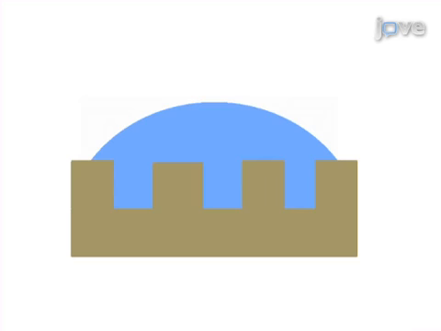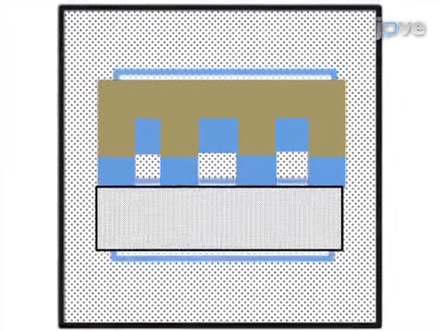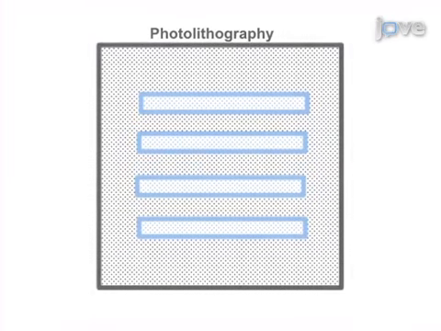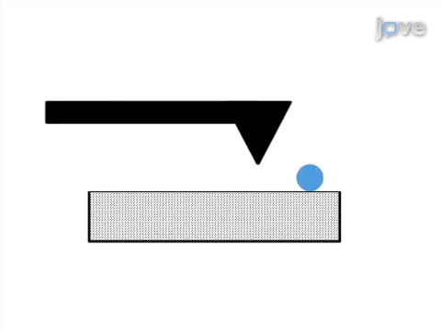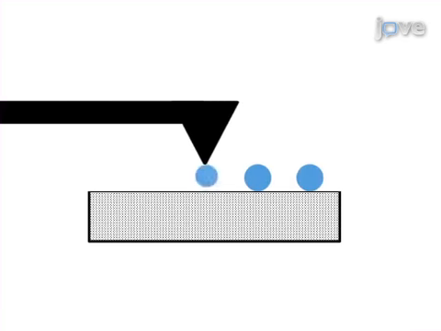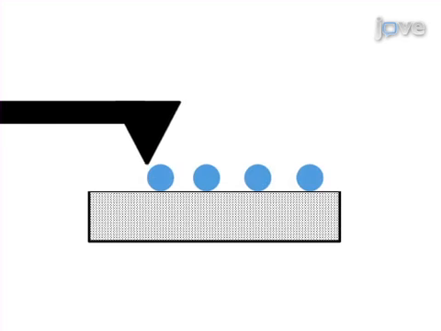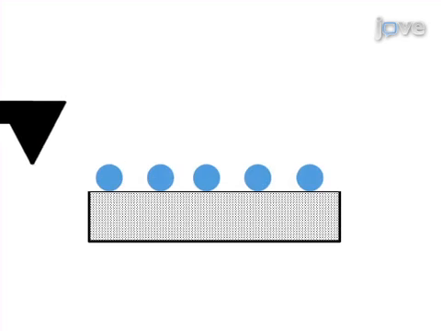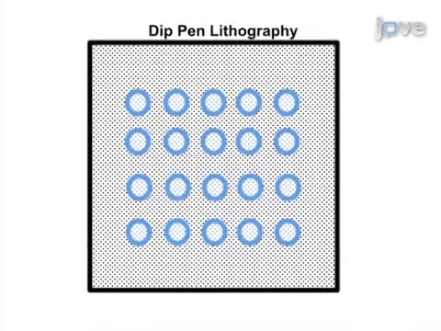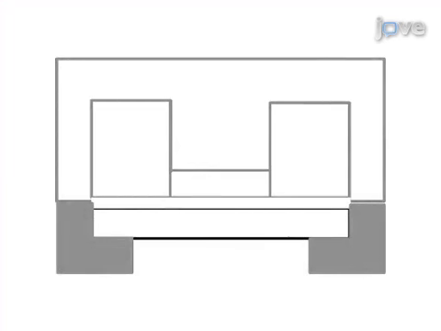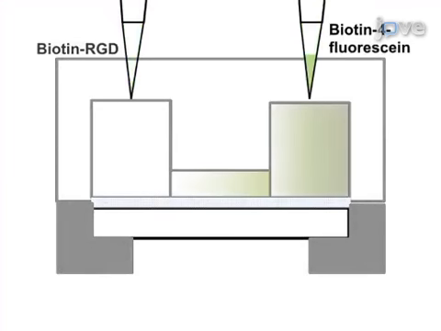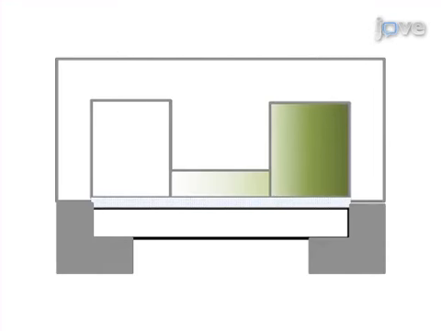Next, the passivated surface is patterned with streptavidin lines by microcontact printing. Streptavidin can also be printed as dots using dip pen lithography. Attached to the bottom of a microfluidic device, the modified surface will act as a foundation for an adhesive gradient of biotin RGD.